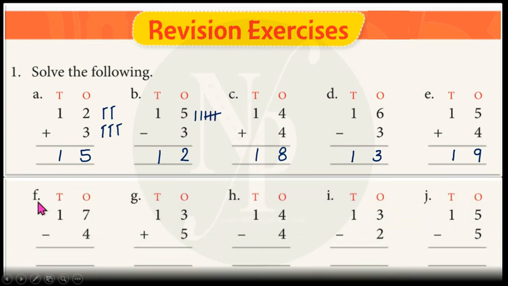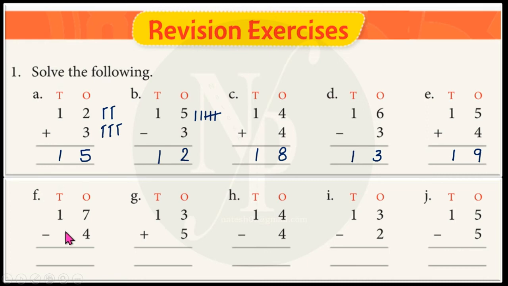F. Here we have to subtract 4 from 17. So we begin from ones place. Here we subtract 4 from 7. On subtracting 4 from 7, you get 3. So let us write 3 in ones place here. And in tens place, we will subtract 0 from 1. So we get 1. So 13 is the difference of 17 and 4.